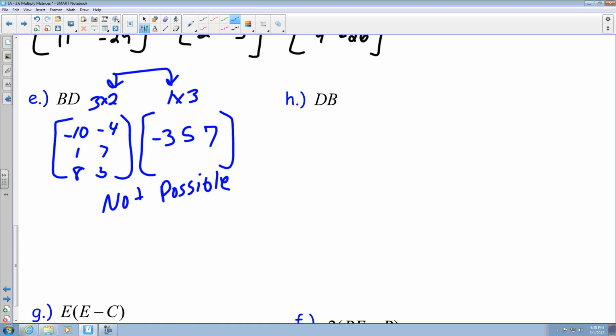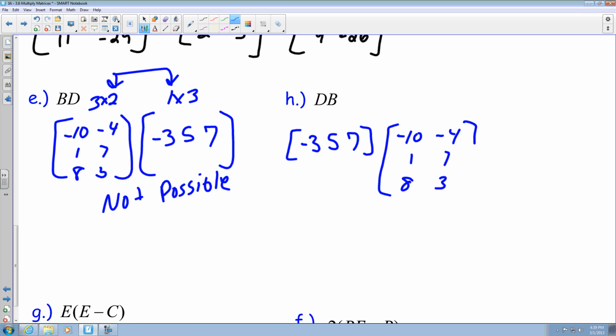Let's go to example H. Example H gives me D, which is matrix -3, 5, and 7. And then I have matrix B, which is -10, -4, 1, 7, 8, and 3. So this here is a 1 by 3. This is a 3 by 2. Checks out. This ends up being a 1 by 2 matrix.